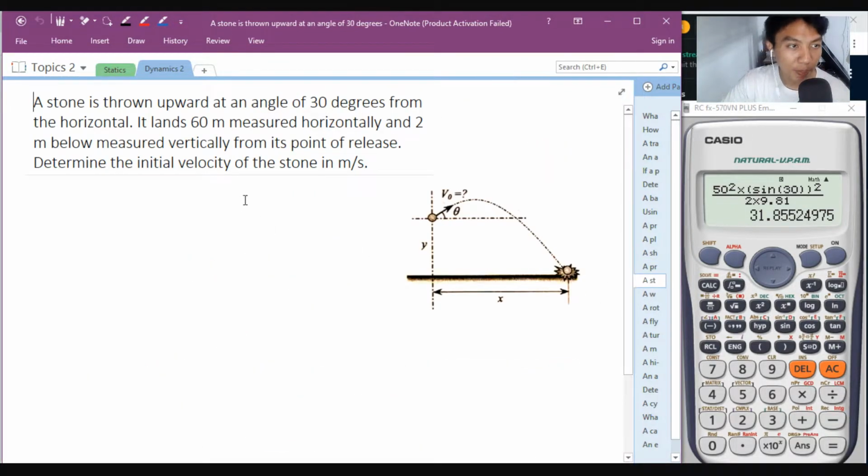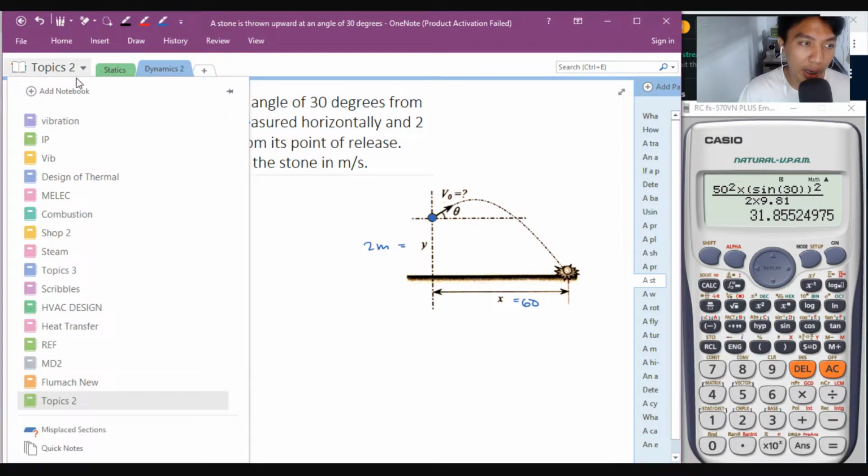The next one. A stone is thrown upward at an angle of 30 degrees from the horizontal. It lands 60 meters measured horizontally, so X is 60, and 2 meters below, measured vertically from its point of release. So 2 meters. Determine the initial velocity of the stone.